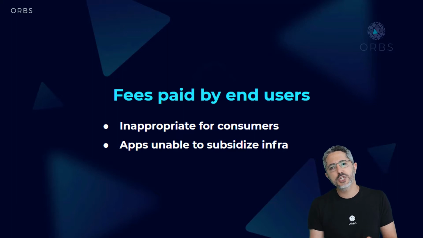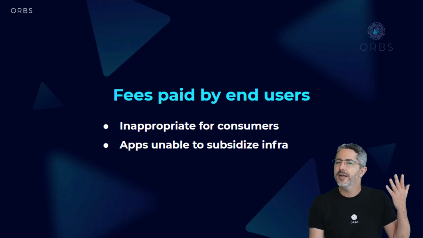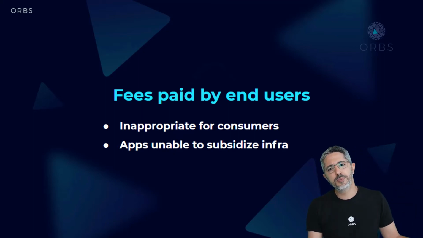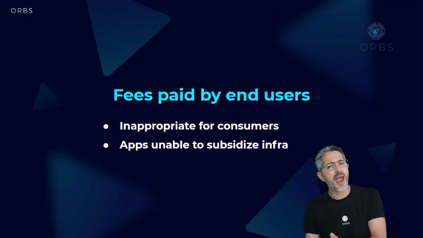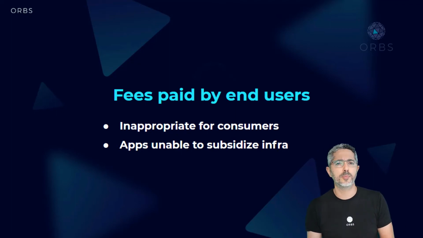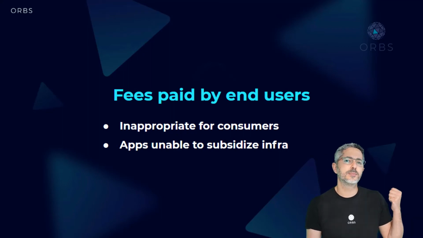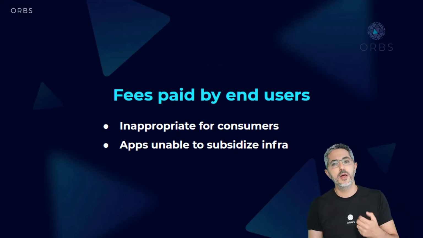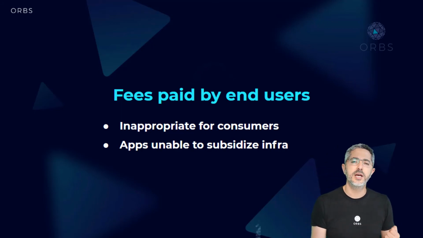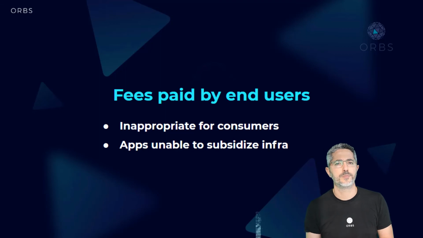Now in public blockchains like Ethereum, this is not possible. Why? Because transaction fees are paid by the users who make them. Why? Probably because of history. These platforms were translated from the banking system, like Bitcoin. Now this doesn't work for consumer applications. One of the things that we fixed in Orbs is that subscription costs are paid by the apps themselves, not by end users. This allows apps to subsidize the infrastructure.